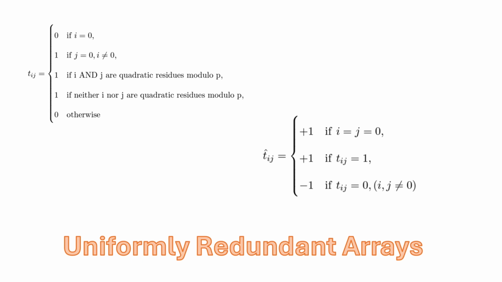So the value is 1 if i equals 0, and 0 if j equals 0 but i is not equal to 0, and then 1 if i and j are both quadratic residues modulo the base of the code, 1 if neither is a quadratic residue, and 0 otherwise. The complementary code has the same properties except that at the particular value i equals 0, j equals 0 it is 0, and then it has bipolar values of 1 and -1, whereas the transmission code only has unipolar values 0 and 1.